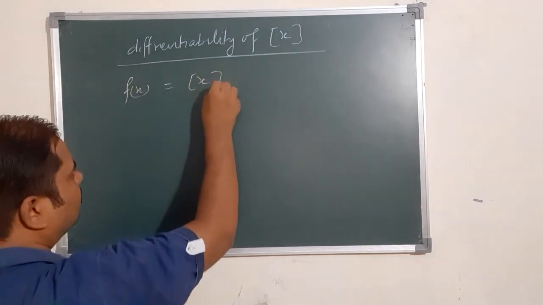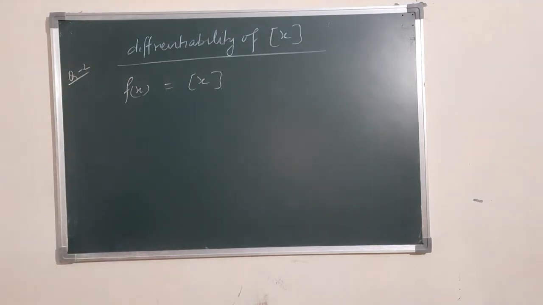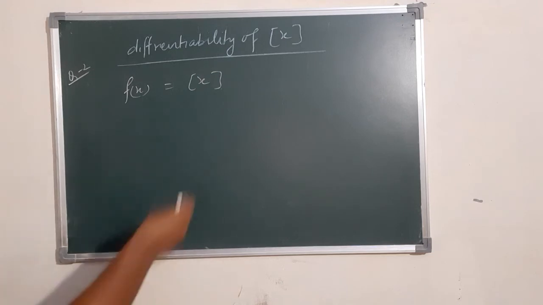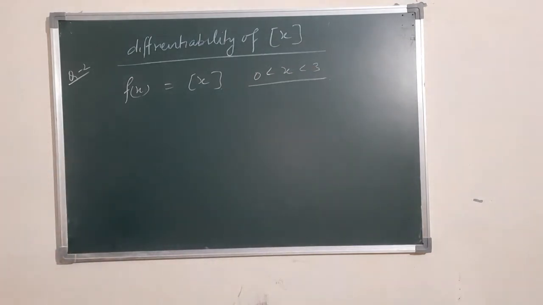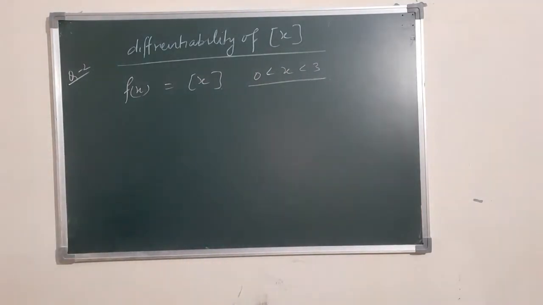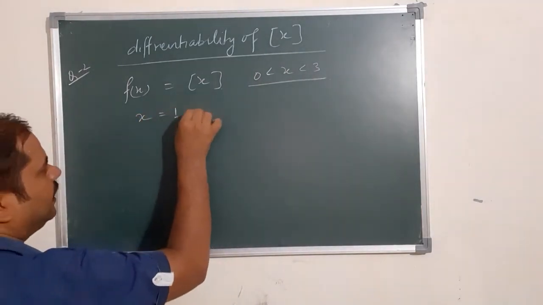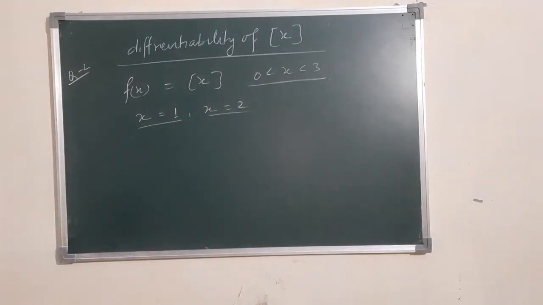So we can discuss a proof that the greatest integer function defined by f(x) equal to bracket x, where this is question number 2 from NCERT, defined for 0 less than x less than 3, is not differentiable at x equal to 1 and x equal to 2. That means x is between 0 and 3, and on both integral points this is not differentiable.